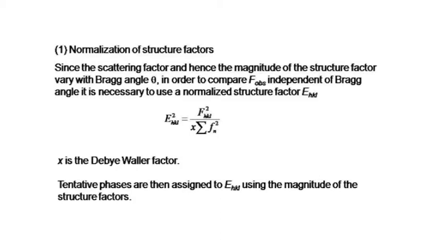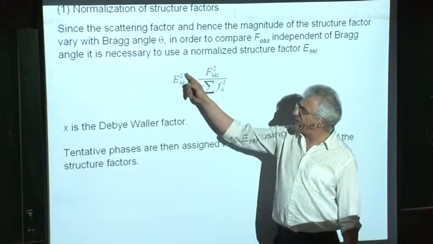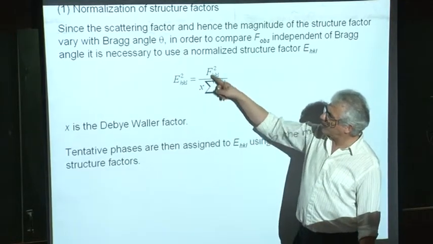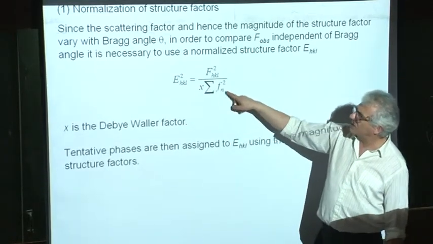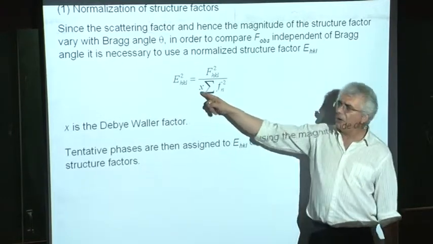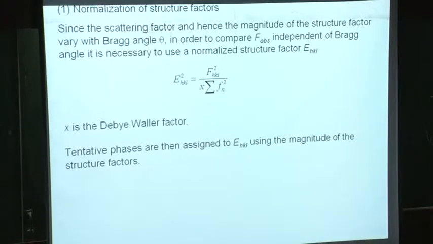The first stage is the normalization of the structure factors. Remember that the magnitude of the structure factor varies with the Bragg angle. So in order to compare your observed structure factors independent of the angle, we need to normalize. And so we use this normalization factor here. Your structure factors are normalized over the sum of the scattering factor multiplied by this Debye-Waller factor, which is essentially telling you about the vibration.